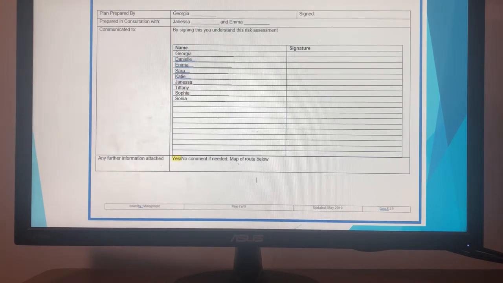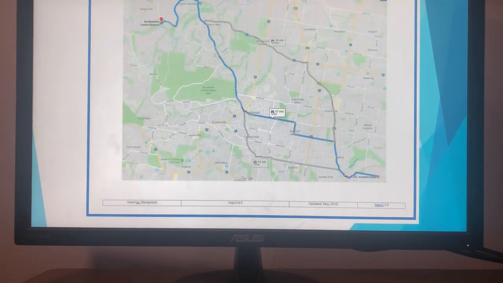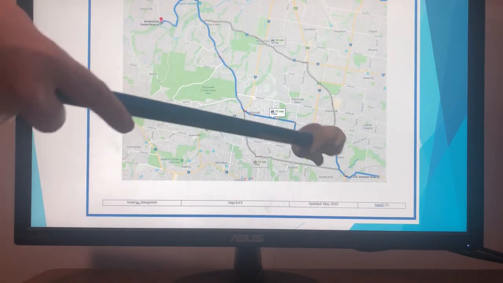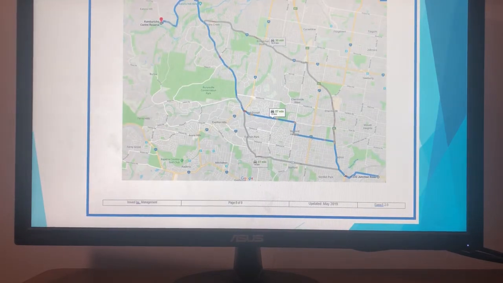If we've got any other information that we want to give, and just remember this is painting a clear picture to those people that are reading this risk assessment and needing to follow it. So on the next page, we've got a clear map of the route that we're going to be taking to the excursion and the way back as well. So that shows the route that we're taking and what direction that we'll be going in.